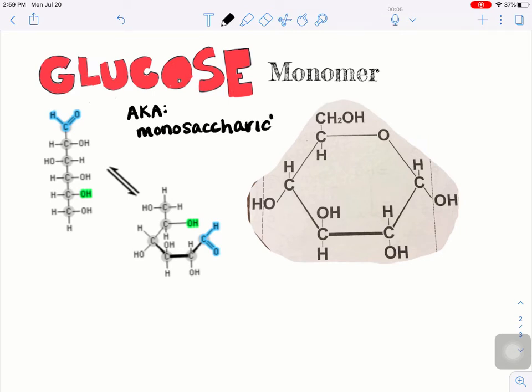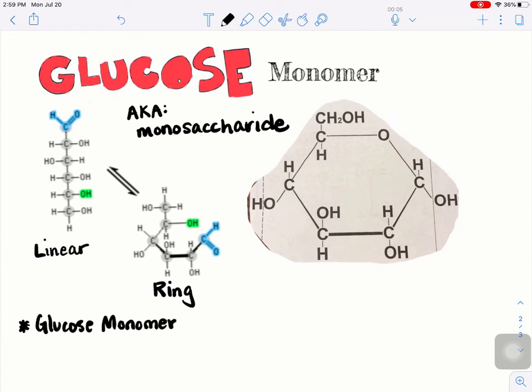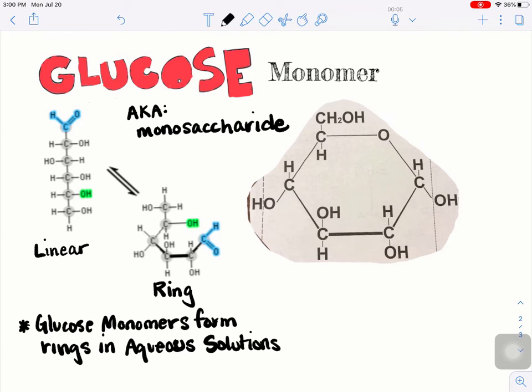The building blocks of carbohydrates are monosaccharides. The elements present are carbon, hydrogen, and oxygen in a 1 to 2 to 1 ratio. The glucose monomer can be represented as a linear chain or as a ring. In our class, we're going to most often see the ring structure because sugars form rings in aqueous solutions, and that's what humans are, mostly water.